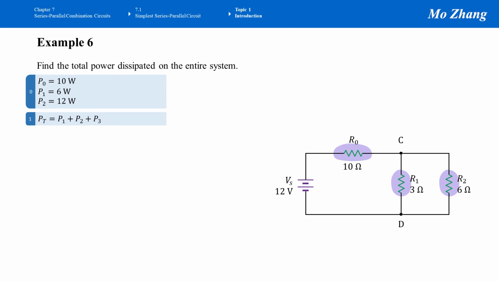Plug in the numbers. 10 watts plus 6 watts plus 12 watts equals 28 watts. So the system receives 28 watts. The total power of 28 watts is dissipated on the entire system. Or we can say the voltage source provides a total of 28 watts into the system.